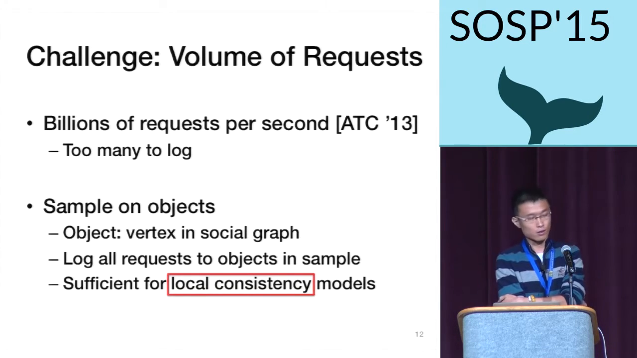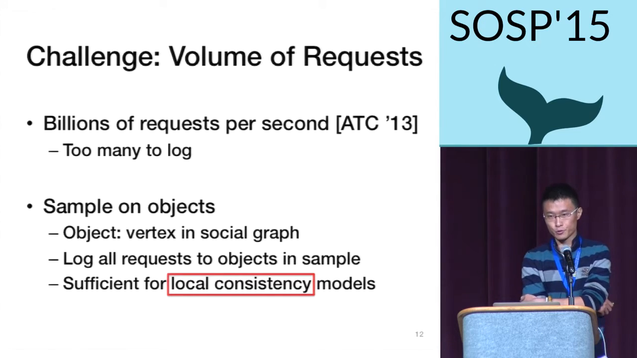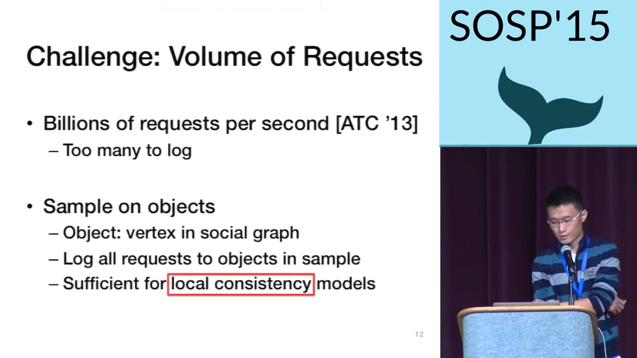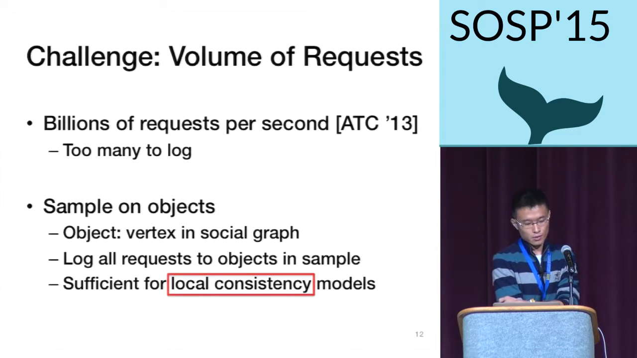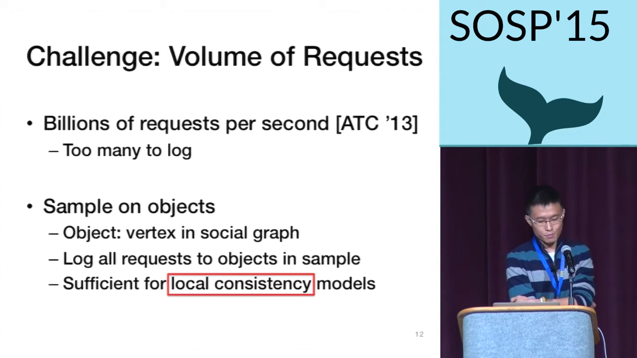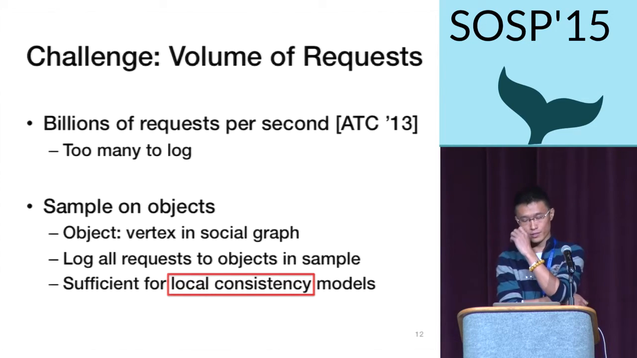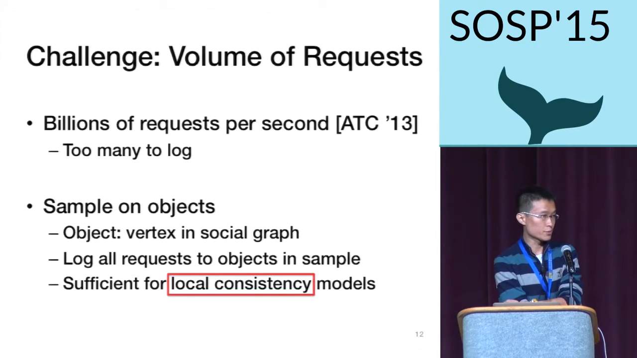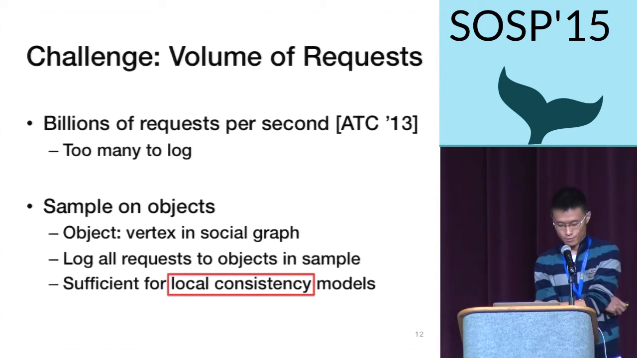Ideally, we would want to log all user requests, but tau has billions of operations per second. So logging all of them would put too much overhead on the system and would more than likely interfere with user requests. That's what we want to avoid. So instead, we do sampling. We sample based on objects. An object is a vertex in the Facebook social graph. For instance, an object could be a post or social event.